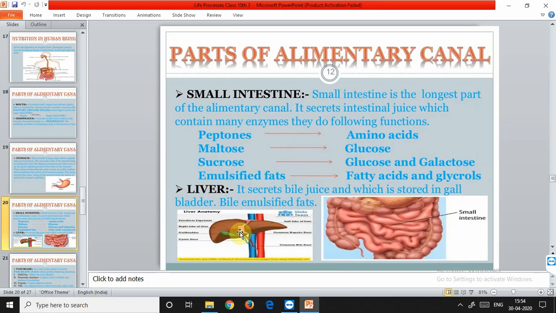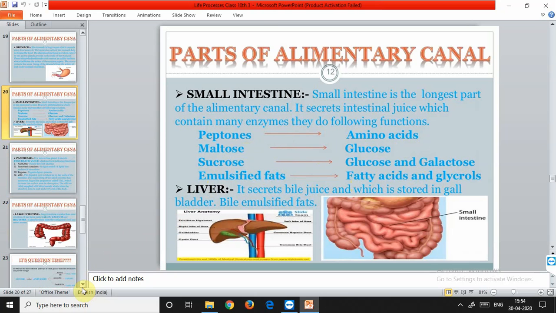The liver, it is the largest gland, and it is mainly used for the emulsification of fat.